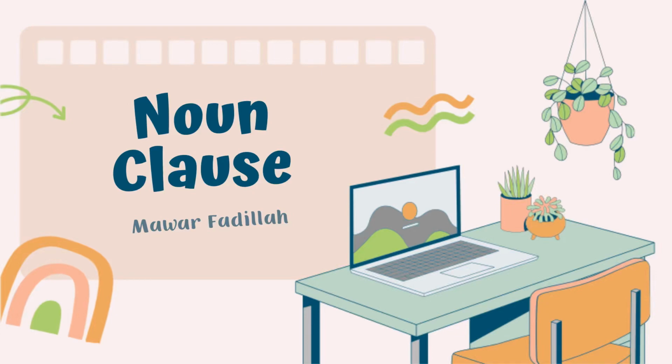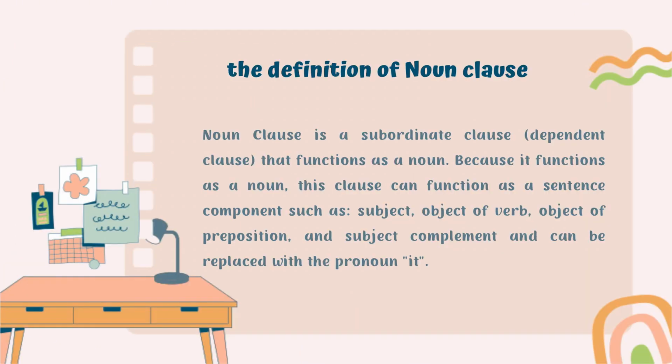I'm a student of English education major, and today I would like to explain about noun clause. Here is the definition of a noun clause. A noun clause is a subordinate clause or dependent clause that functions as a noun. Because it functions as a noun, this clause can function as a sentence component such as subject, subject of verb, object of preposition, and subject complement, and can be replaced with the pronoun it.